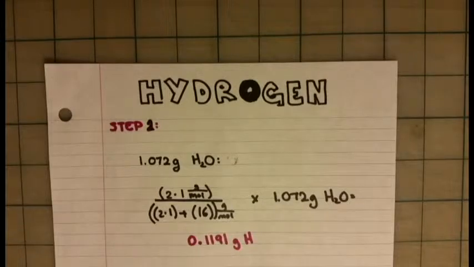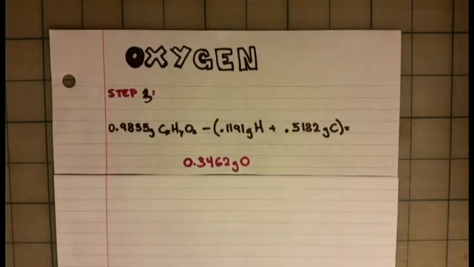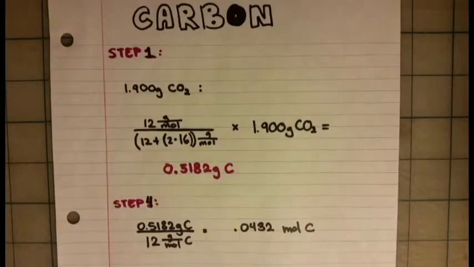To find the grams of hydrogen within the given amount of water, you must find the ratio of the molecular weight of the two hydrogens over the molecular weight of the total compound and multiply that by the given amount of water. The next step is to find out how much oxygen there is in the compound. To do this, you subtract the sum of the grams of hydrogen and the grams of carbon from the total amount of compound. The following step is to find out how many moles of carbon there are in the compound.